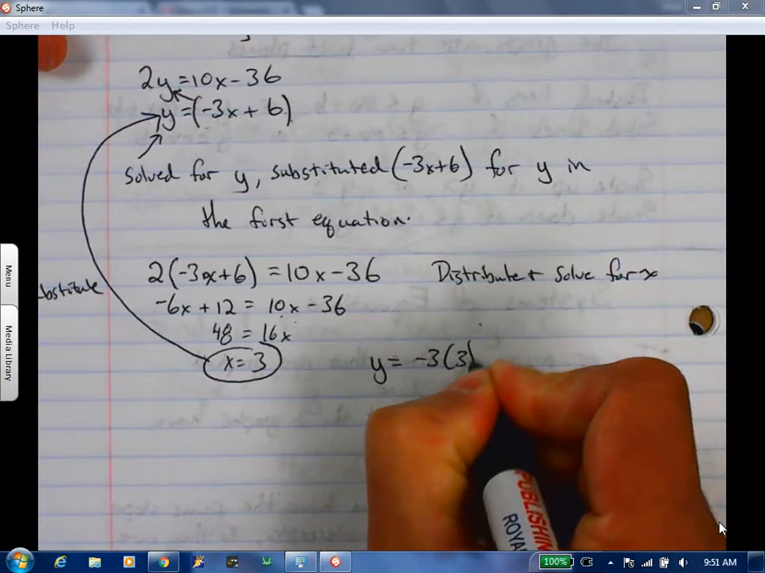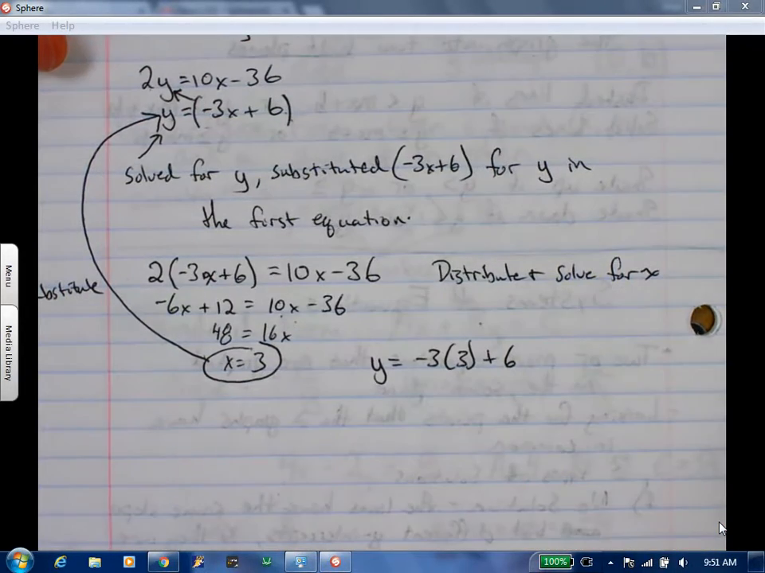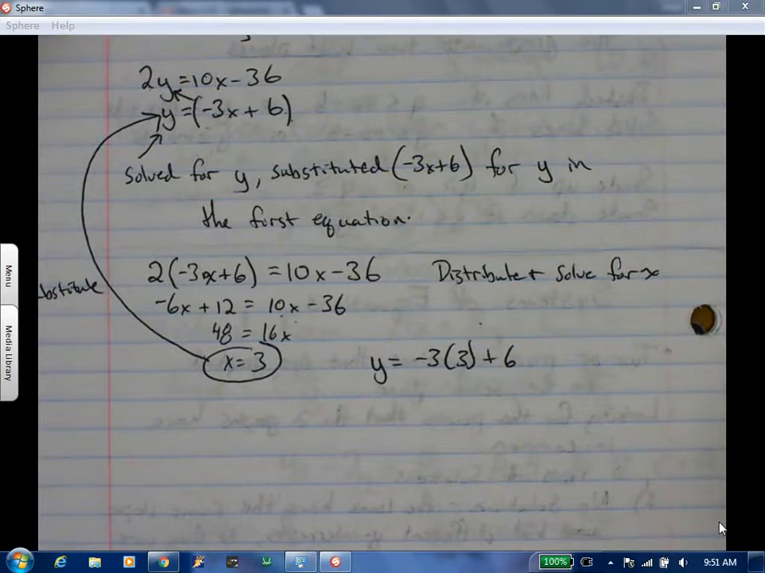What happens at that point? The lines intersect. That's where the lines intersect.